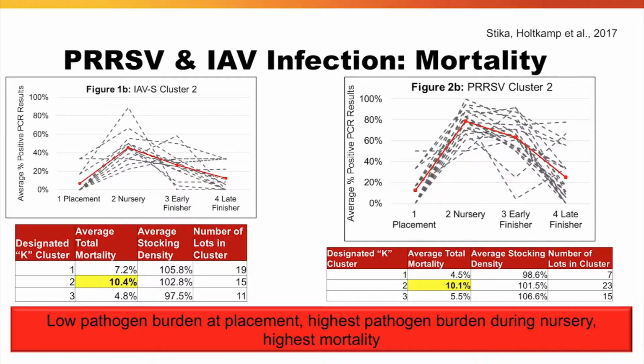What they did is they used a k-means clustering effect, which is a process to try to group similar production systems together based on a particular parameter. And in this case, they were looking specifically at mortality. I wanted to present the pigs that were positive for influenza on the left. You can see that the pigs in the second cluster, which is the graph presented there, are those that had a low pathogen burden at placement and the highest pathogen burden during the nursery, but they also had the highest mortality. It would be at 10%, versus the other two clusters at 7 and 4, which had a different profile for their pathogen burden.